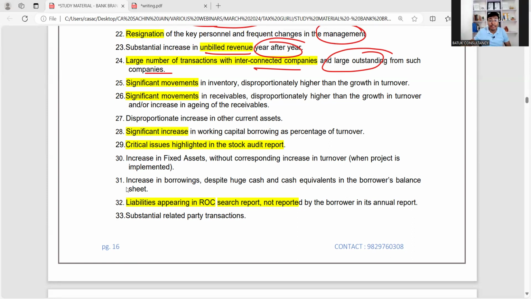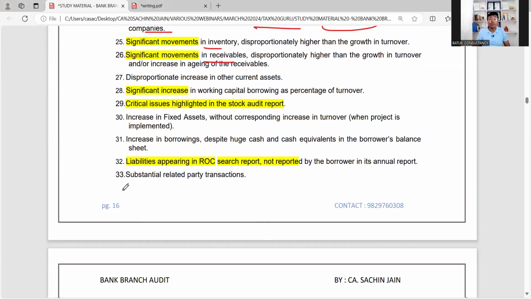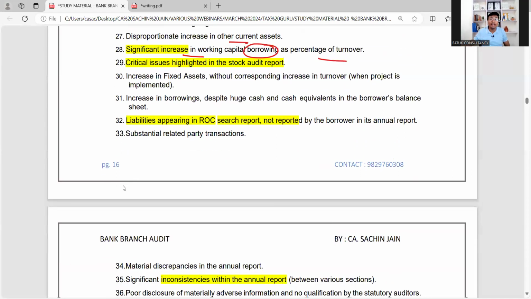Significant movements in the inventory, significant movements in the receivables, disproportionate increase in other current assets to strengthen the balance sheet, significant increase in working capital borrowing as a percentage of turnover, critical issues highlighted in the stock audit report. Because if the exposure is more than 5 crore rupees, there is a requirement of a stock audit. So we are also going to check the stock audit report.